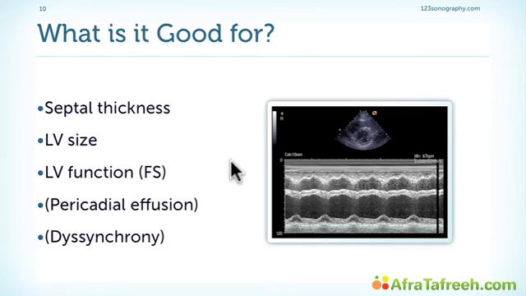What is the M mode good for? It's good to quantify the thickness of the septum, for the left ventricular size, for left ventricular function, for pericardial effusion. You would see an echo-free space here, usually behind the left ventricle, and also to determine whether the contraction of the septum and the posterior wall is synchronous. So in situations where you have desynchronous contraction, for example in left bundle branch block, you would see abnormalities also in M mode.